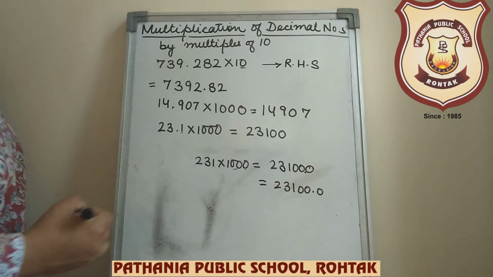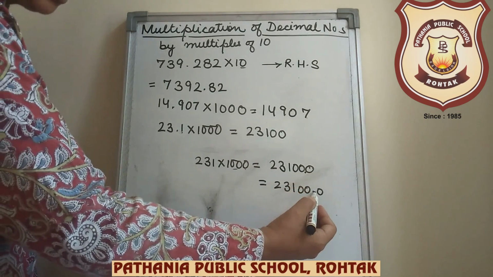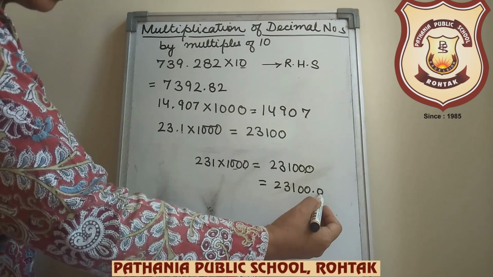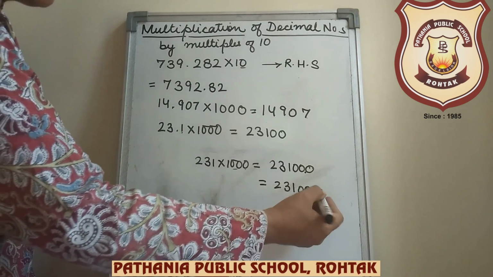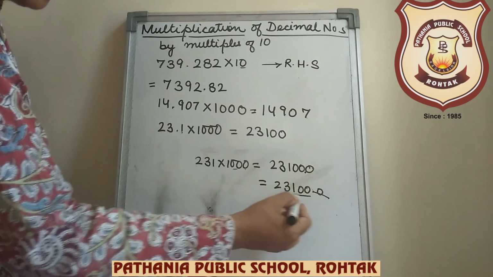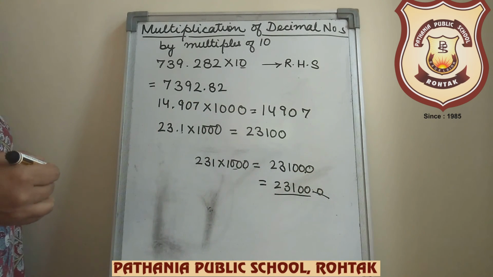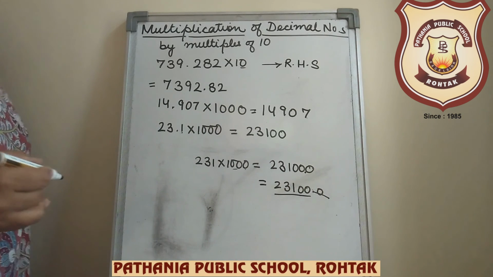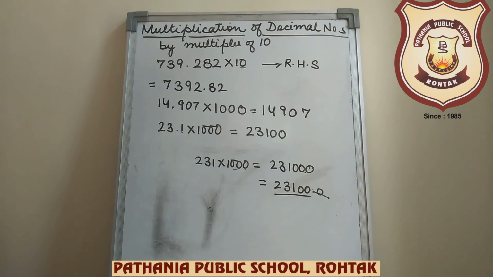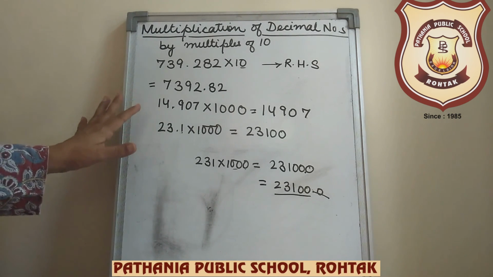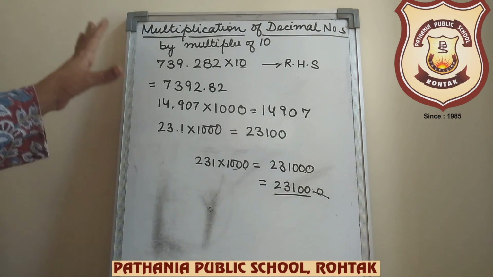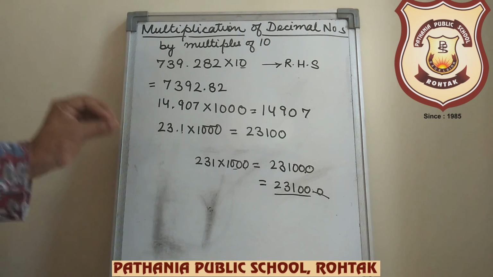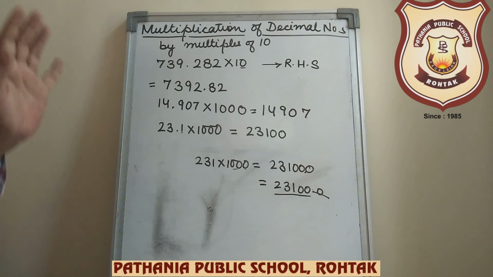In this manner you are going to write. But after the decimal there is 0. So it means the decimal part is not there. So your answer is 23,100. Is it clear? So in this manner you are going to multiply the decimal numbers with the multiples of tens.